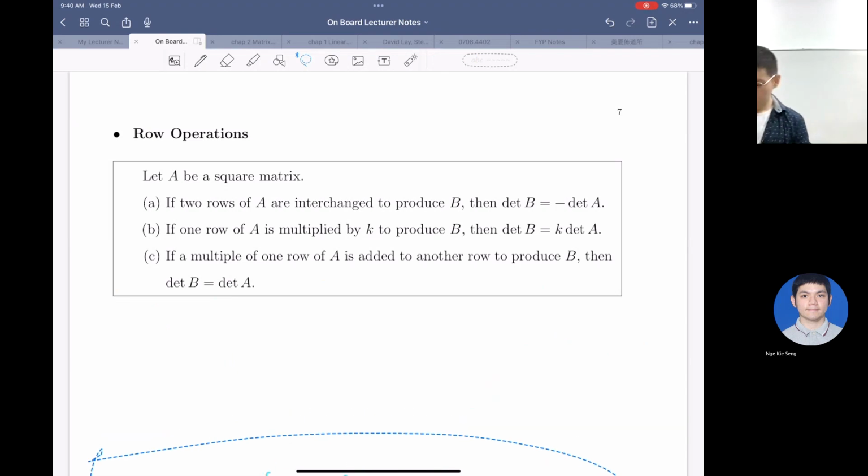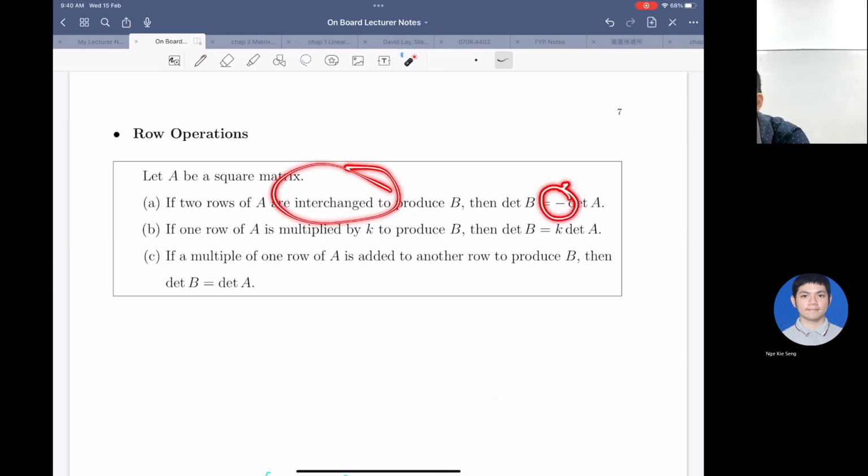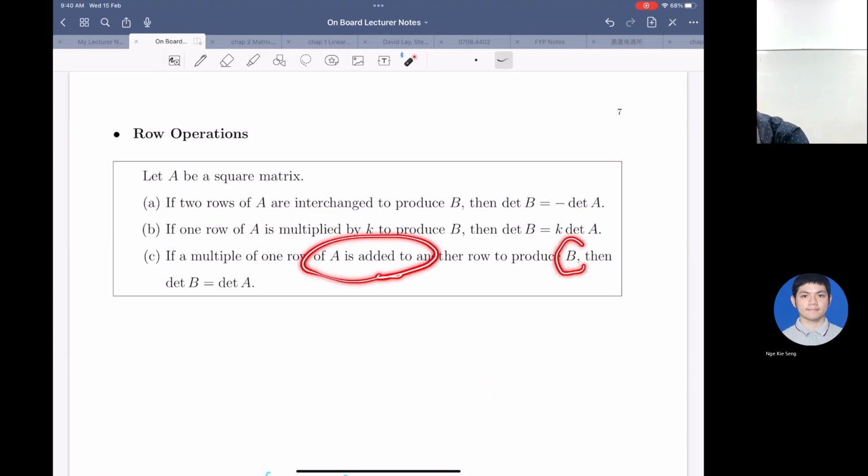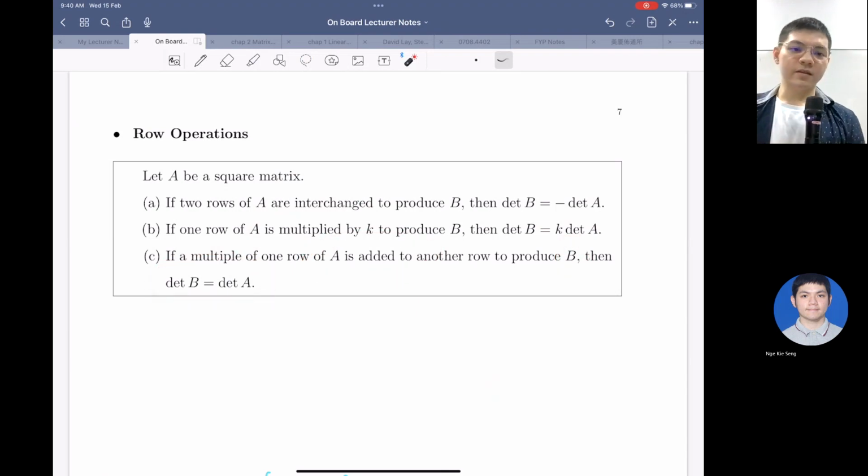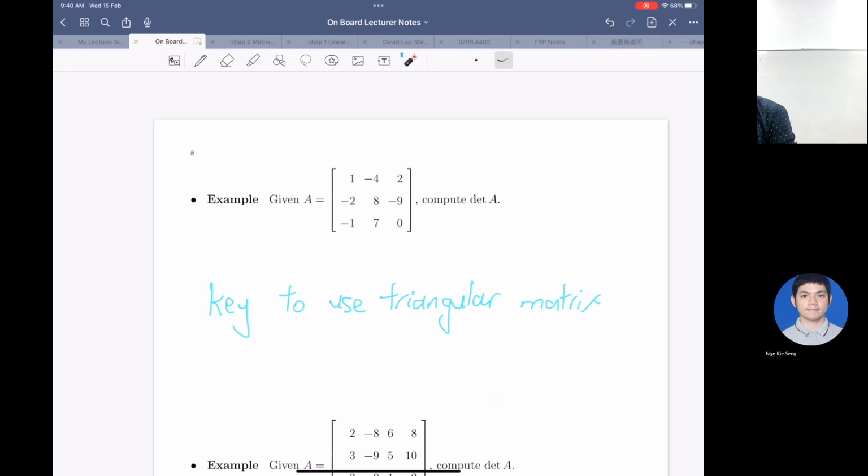So from what we have learned just now, we can see that if we have a square matrix and 2 rows are exchanged, then you will have the effect of multiplying by minus 1 on the determinant of A. If a row is scaled by k, then the determinant is also scaled by k. If you have a replacement to produce B, then the determinant stays the same. This is what we discussed just now.